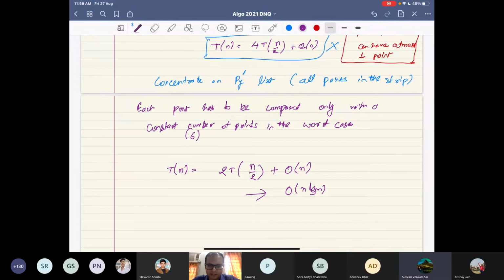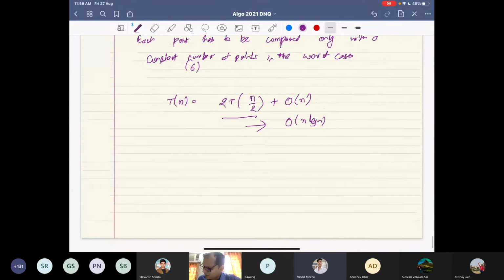Okay. So this is order n. So if you solve that, yes. Sir, I am not able to get it, sir. What are you not able to get? Tell me exactly what you are not able to get. How is it coming out to 2 into T(n/2), sir? T(n) equals 2 into T(n/2) plus big O of n.